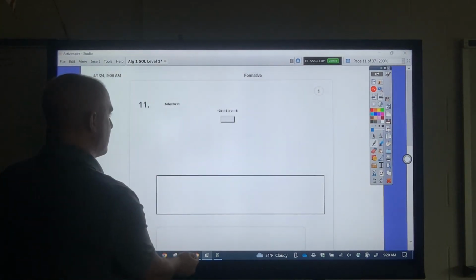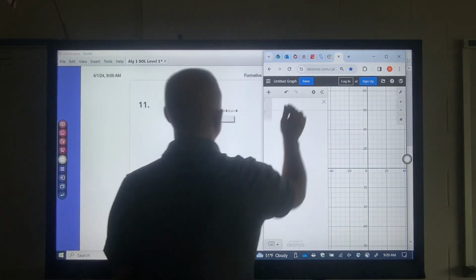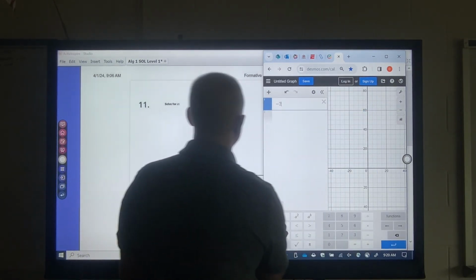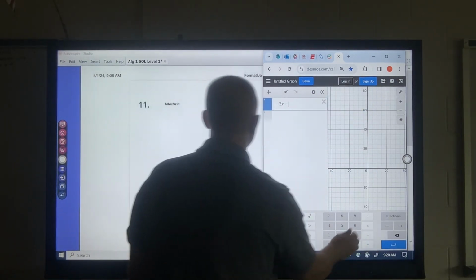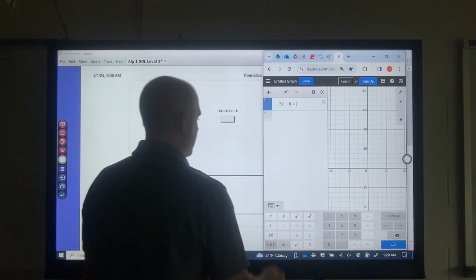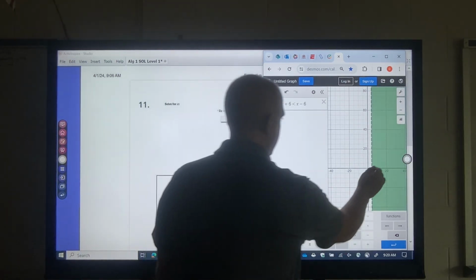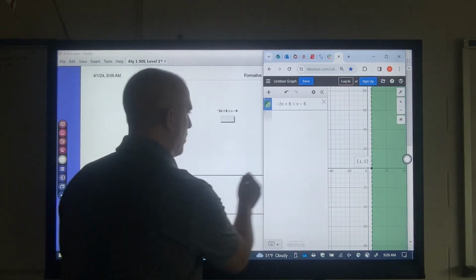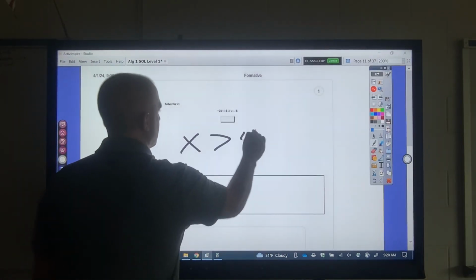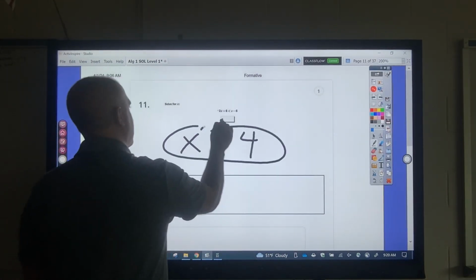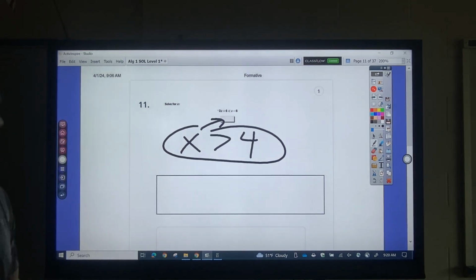Okay, same thing here. That's negative 2x plus 6 less than x minus 6. Now, if I press that dot, it's at 4. Since it's shaded to the right, this is what I would type into that: x is greater than 4.